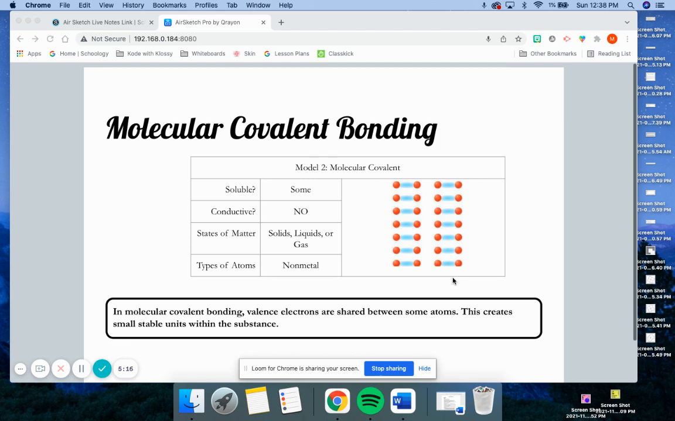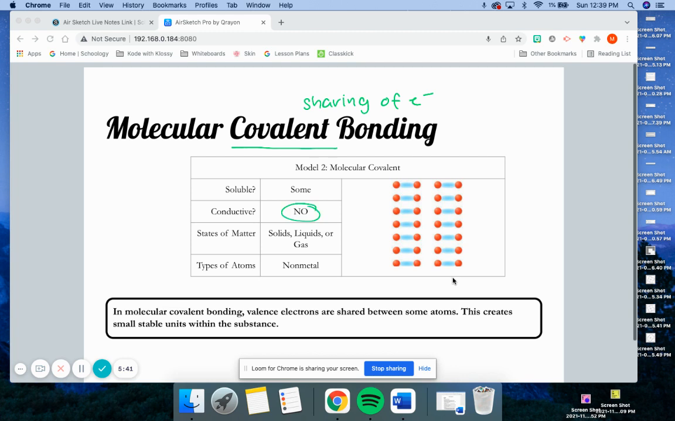Next is our first type of covalent bonding. All covalent bonding involves the sharing of electrons. But we have two different types, molecular and network. In molecular covalent bonds, we sometimes have instances of solubility, though this isn't really a determining factor in whether we're looking at molecular covalent bonds.